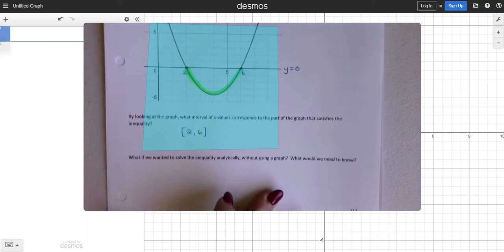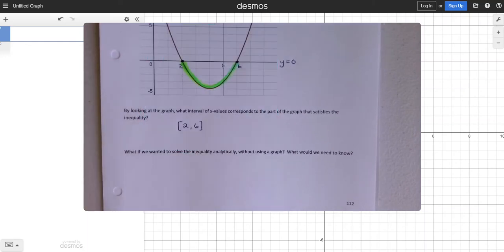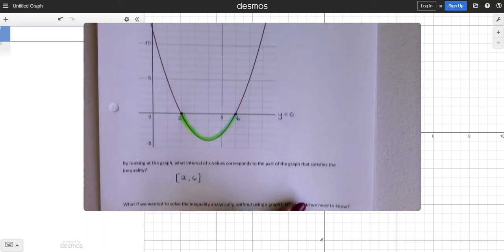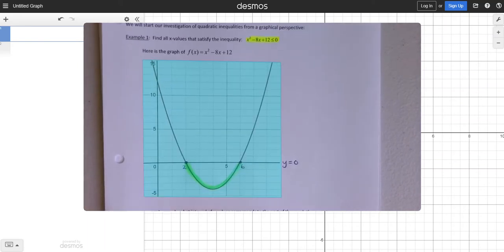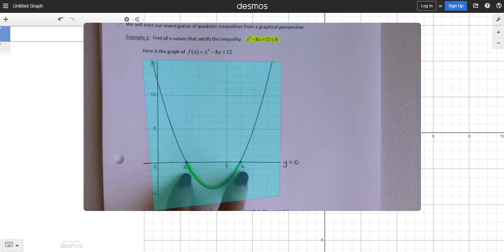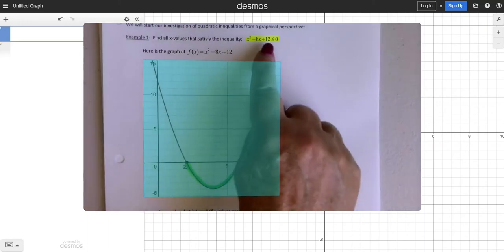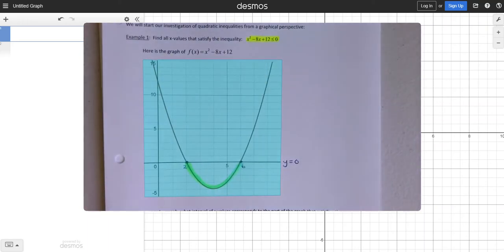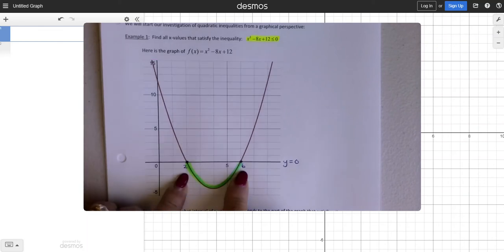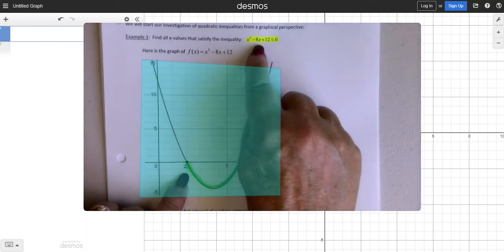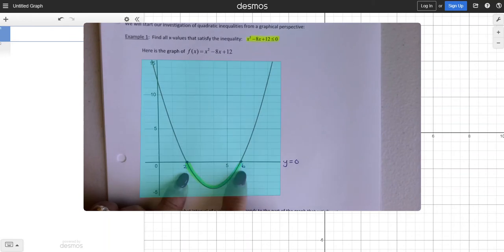The next question we want to ask ourselves is, what if we didn't want to solve it graphically? What if we wanted to solve analytically without looking at a graph? Well, what would we need to know? Take a look at this graph one more time. And I want to think for a minute about the 2 and the 6 that were the endpoints of the interval. How could I have found those values from what I was given? Well, 2 and 6 are the x-intercepts, or the zeros, of that function, right? And I know how to find zeros.